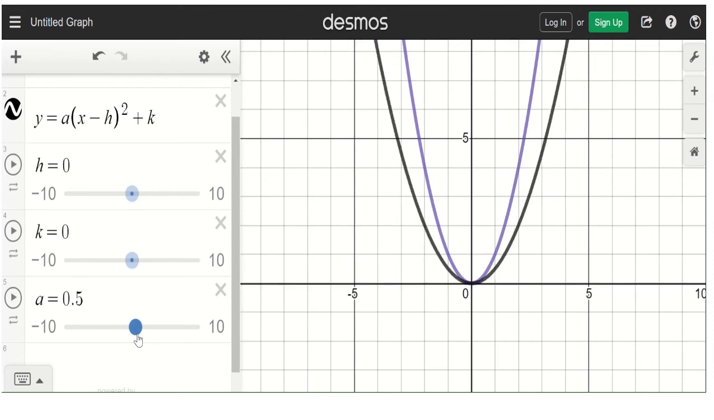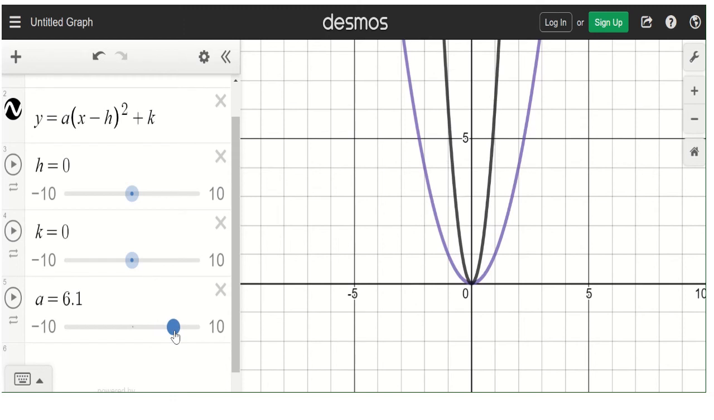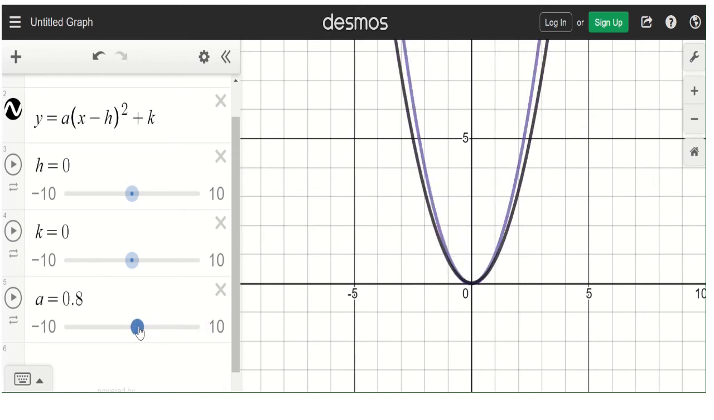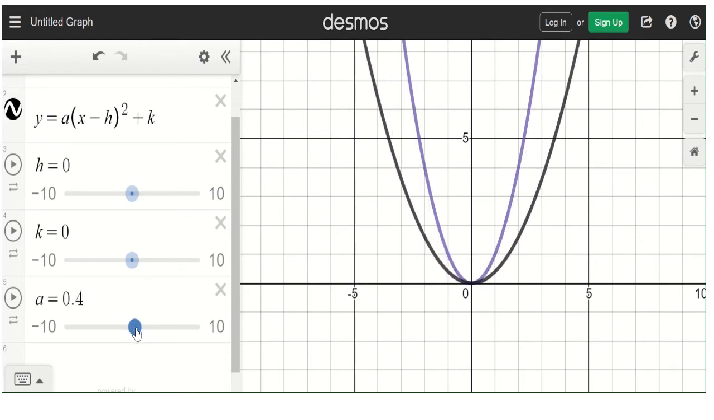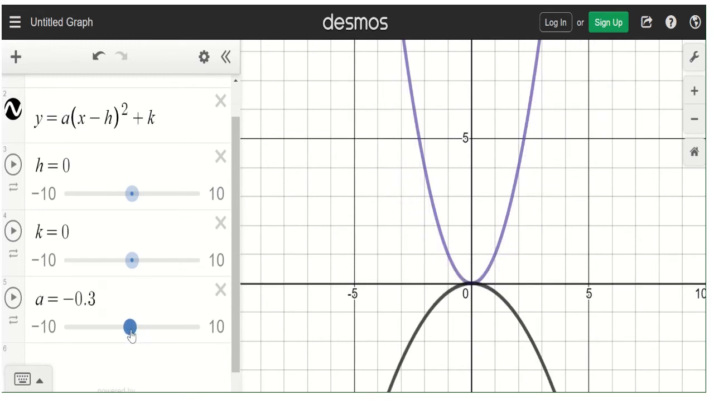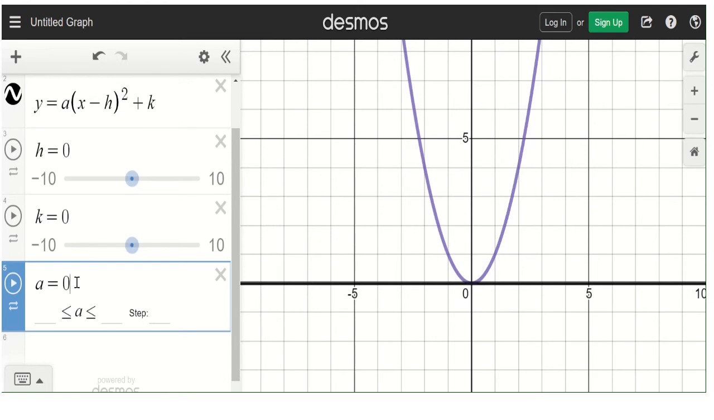So again, numbers bigger than 1 seem to make it more narrow. And then when I get to 1 and go a little bit lower than 1, it's wider. And then when I'm negative, it's opening down. And the same thing applies as I get to be big negative numbers. It gets more and more narrow. And then as I get to be decimal numbers under -1, it's wider. Okay, so now we know what a does. It makes my graph narrow or wide.